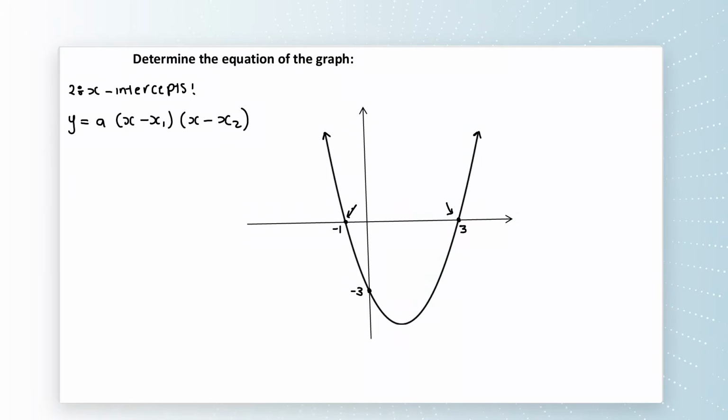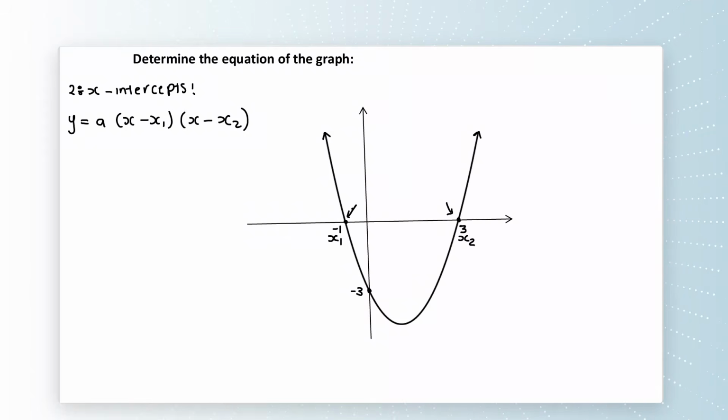So now let's just zoom in. x1 is your smaller x-intercept. So in our case, it's going to be the negative 1 there. That's your x1. x2 is going to be your other x-intercept. x1 is your one x-intercept, x2 is the other x-intercept. Beautiful. Now, we need to work out a.